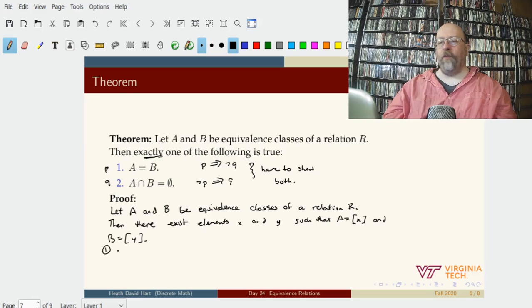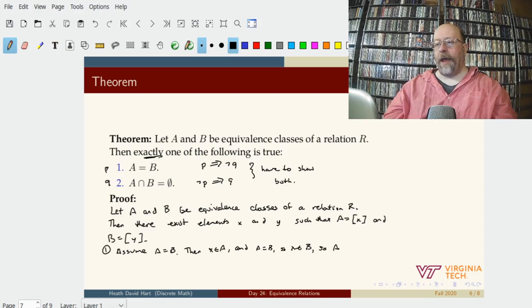So first thing we'll do is assume that A is equal to B. Okay. Then, since x is in A, and A equals B, x is in B, and so A intersect B contains x, so A intersect B is not the empty set. That takes care of this part of the proof.